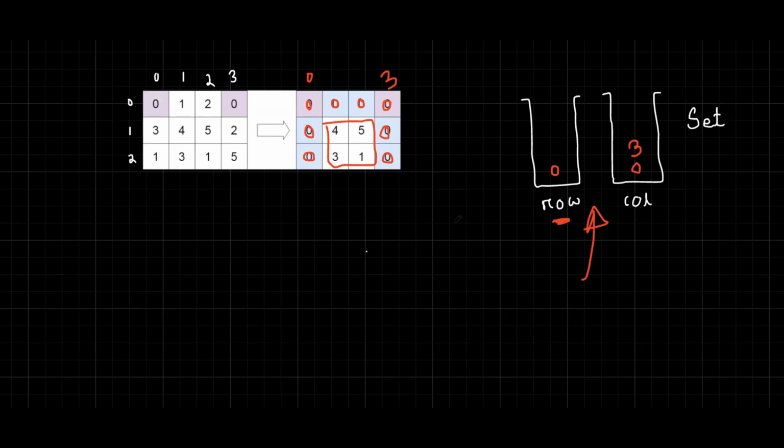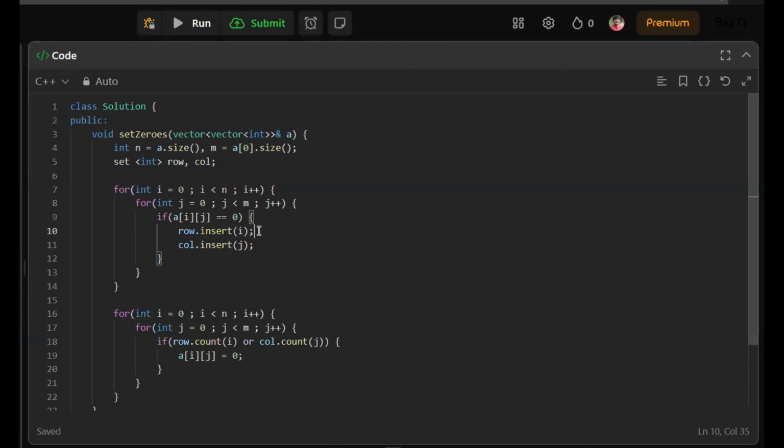I hope you understood the algorithm. Now let's move on to the code. In this problem, the code is pretty simple. At first, we are given a function named setZeroes. Now we are taking the dimensions, which are n by m.